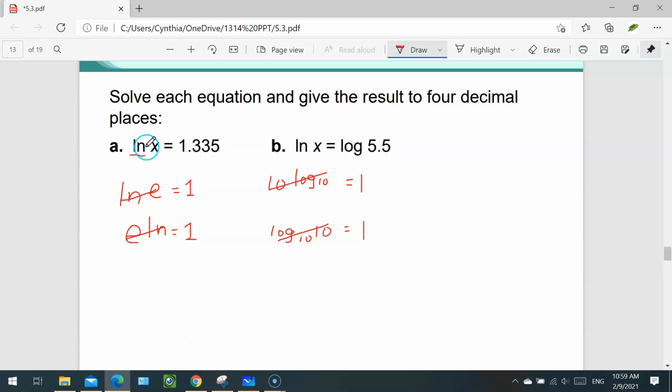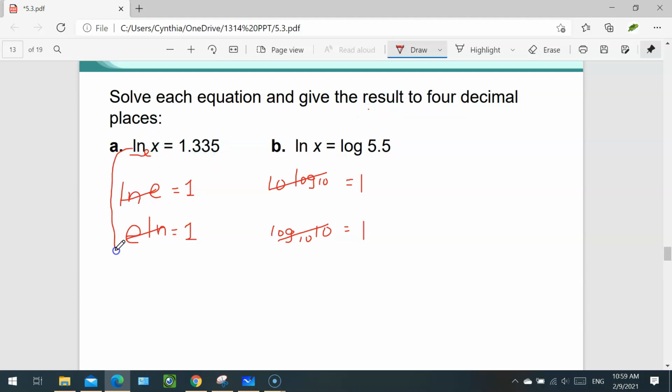So when you have ln x, that means it has the base e. When you have the natural base e, it comes with ln. When you have the numerical base, it comes with log. But they are the same logarithmic function.